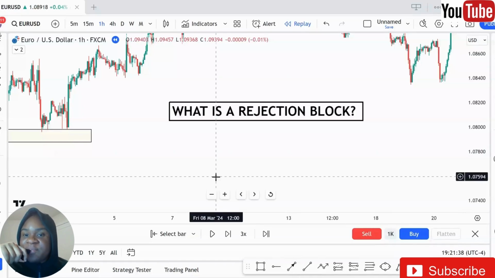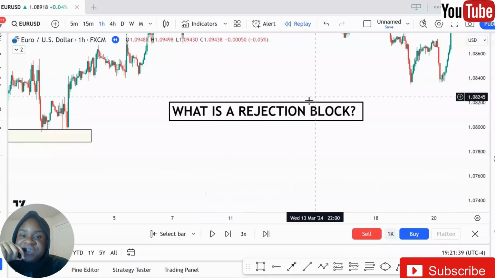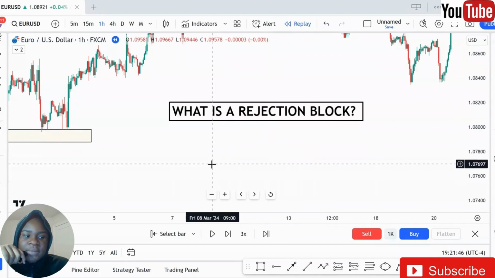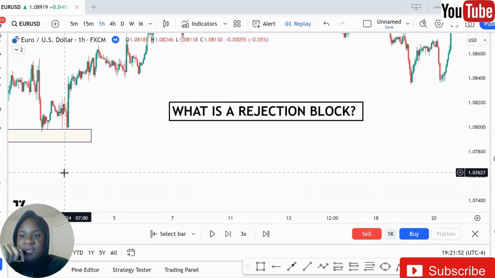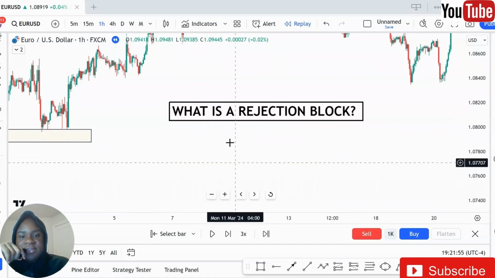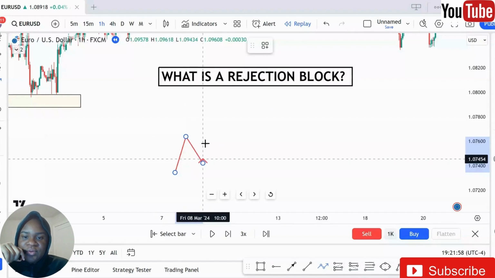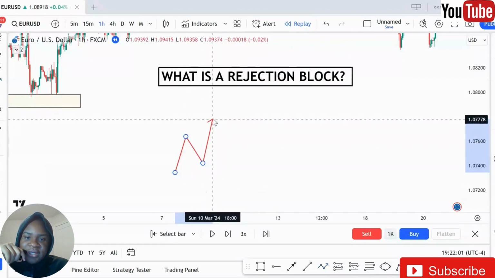So today's topic is what is a rejection block? Many of you know a rejection block, but you don't know that it's a rejection block. If you had watched this video on swing points, you understand how swing points are being created, right? Now, we know that the market does higher high, higher low, higher high, higher low, like that, right?